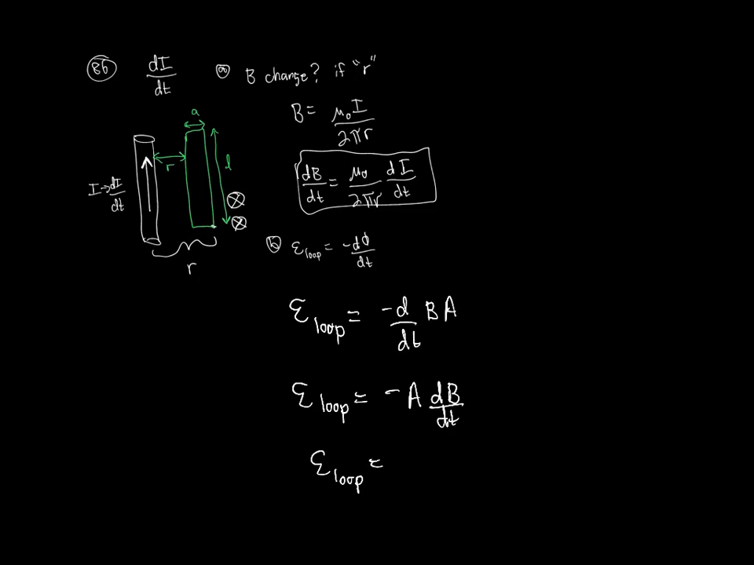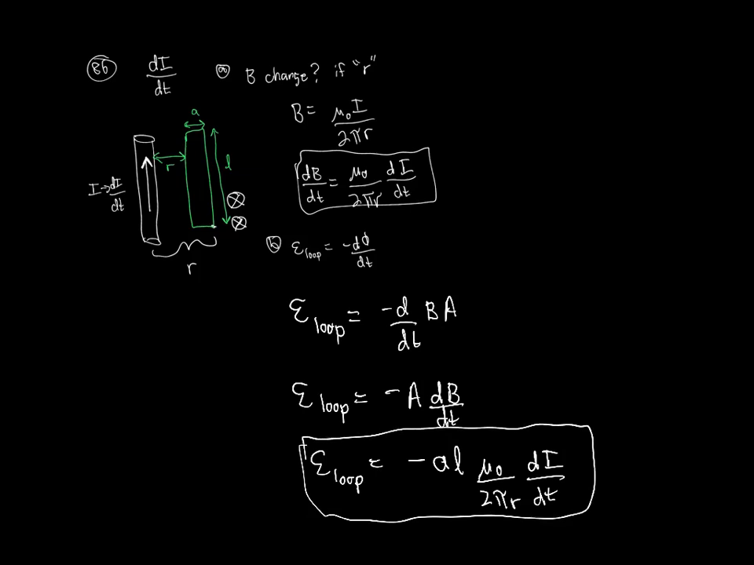The EMF induced around this loop is negative A. What's the area of that particular loop? How do I find the area of a rectangle? Length times width, little a times L. And then dB/dt is mu naught over 2 pi r times di/dt. That's the second part.